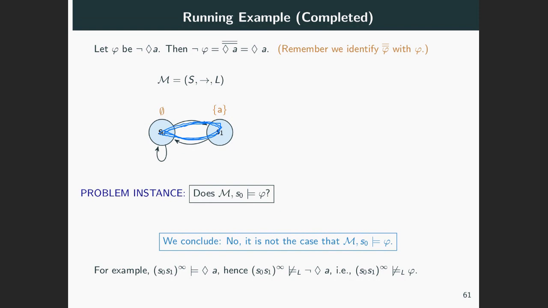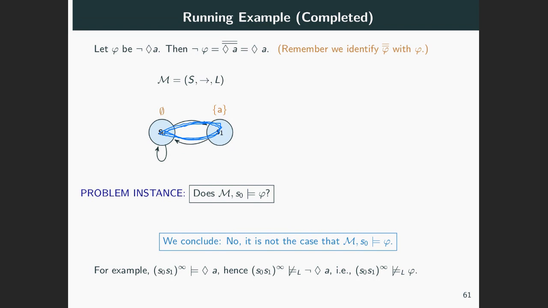A parenthesis here. Incidentally, our LTS in S0 does not satisfy eventually A either, because there is a path, namely the one looping in S0, on which A does not hold. So it turns out that this LTS in S0 satisfies neither eventually A nor not eventually A. End of parenthesis.